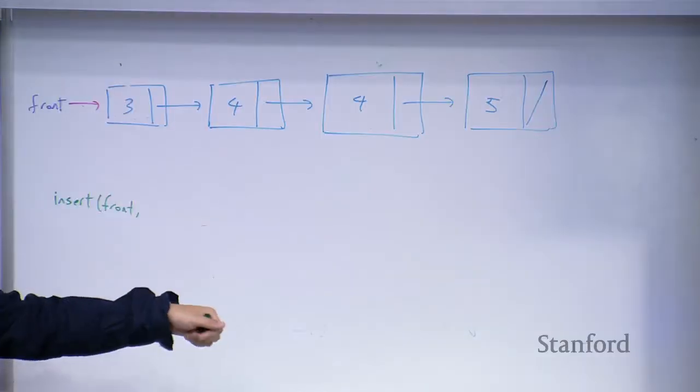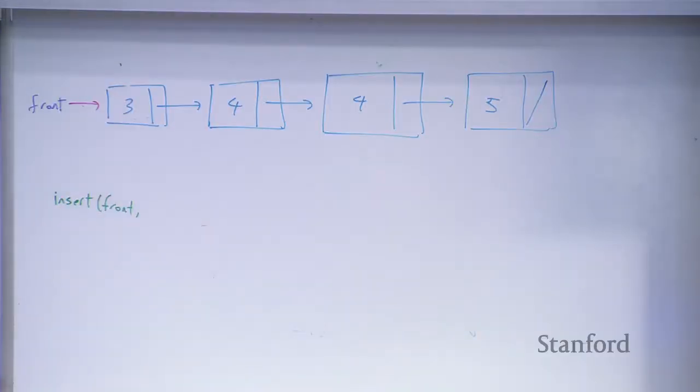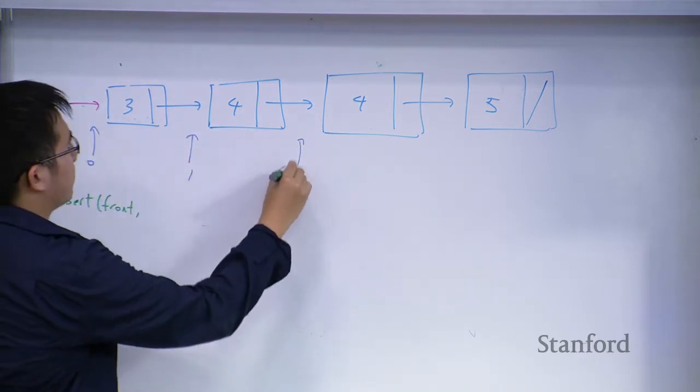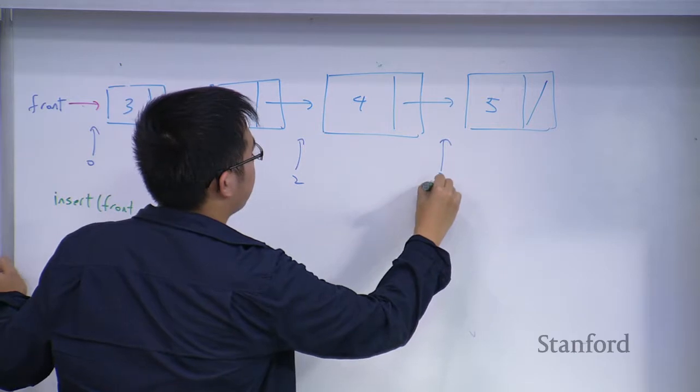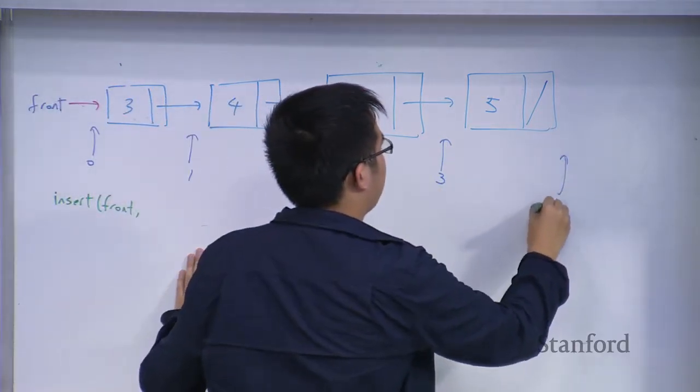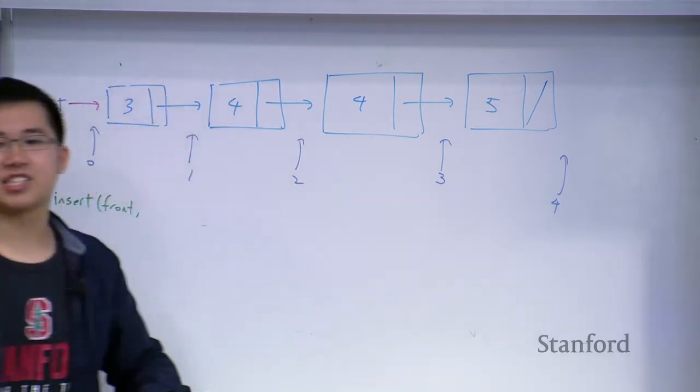You're going to be given an index, which is essentially the index where you want to insert into the list. We use 0 indexing as always, so this will be index 0, this will be index 1, this will be index 2, this will be index 3. Oh, and there's also an index 4. This is just like how you would insert into a vector.